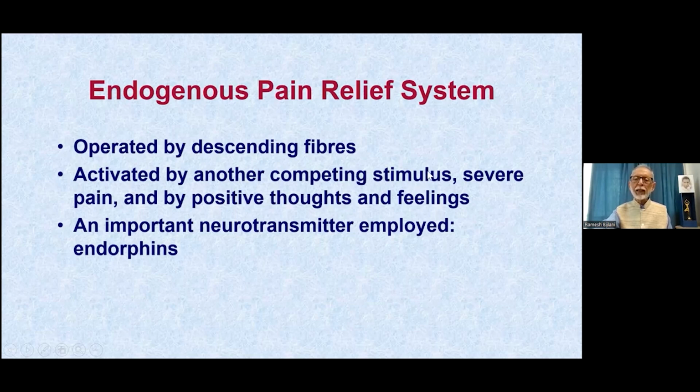Now, we have seen how another competing stimulus, say applying a balm on the skin, helps. That helps because now there's a competing stimulus, and therefore these fibers get a little more chance to work. It also is activated by severe pain. When the pain is very severe, then the activation of these descending fibers is greater, which means that the severe pain tends to disappear. And by positive thoughts and feelings, whether of the yogic and the spiritual type or any other types of positive self-soothing thoughts and feelings, could help in reducing the pain.